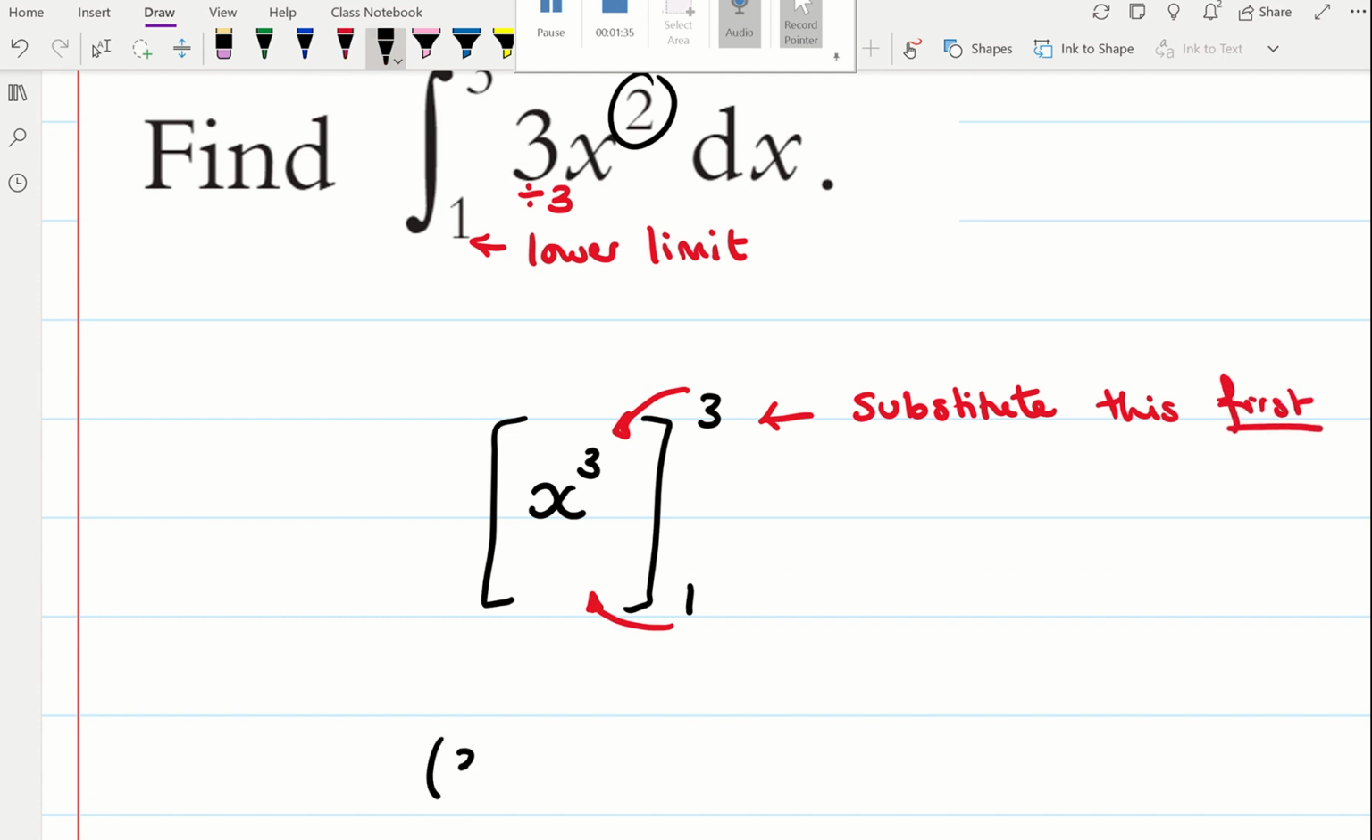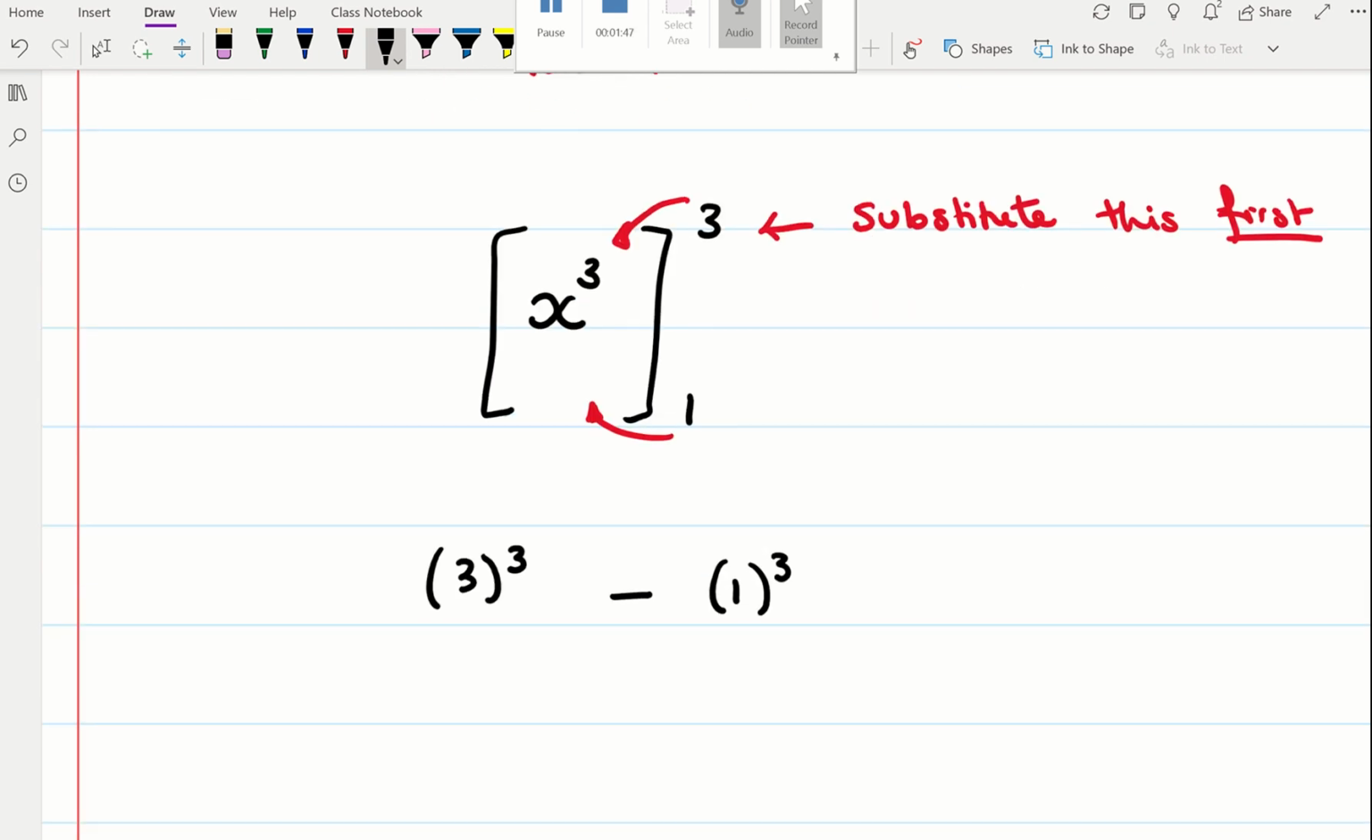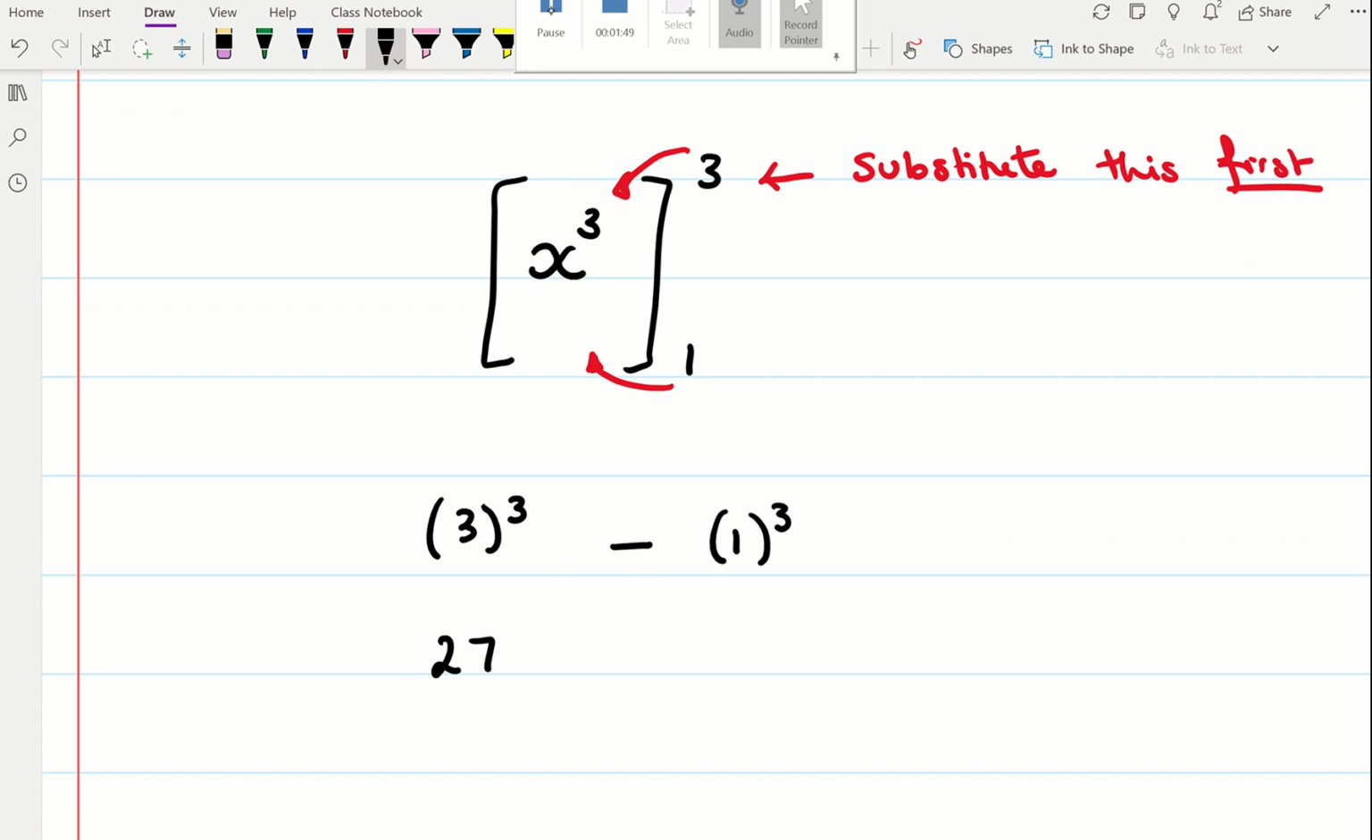So it's going to be 3 cubed subtract 1 cubed. So I'm substituting the upper limit first, and then I have my subtraction sign and I substitute the lower limit. So this is 27 minus 1, which is 26. With definite integrals, you're going to get a numerical value at the end.